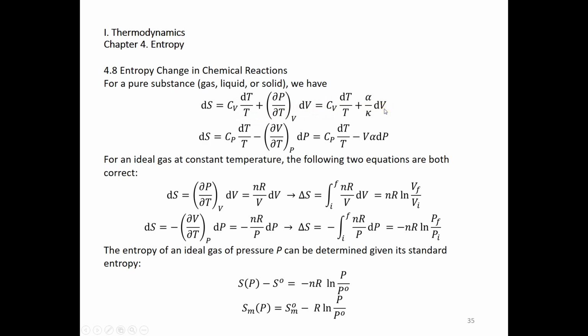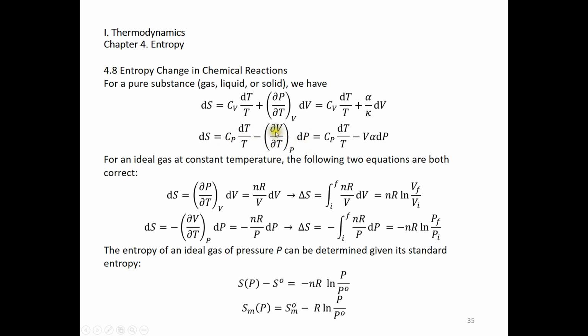What about a real gas? We use the same equation as for the ideal gas, but this provides an approximate value for the entropy change of a real gas. Sometimes we're given temperature and pressure. Then we use this equation to compute the entropy change of an ideal gas. Again, these two equations can be proven to be the same. But if we have the pressure change, it's easier to integrate Cp dT over T, and then integrate negative (∂V/∂T) dP.